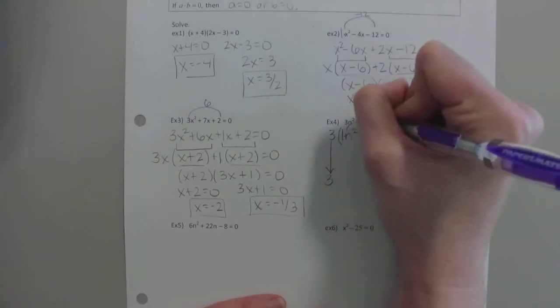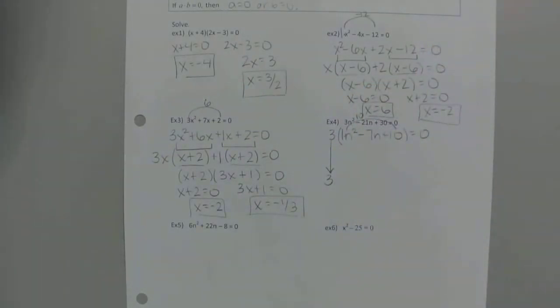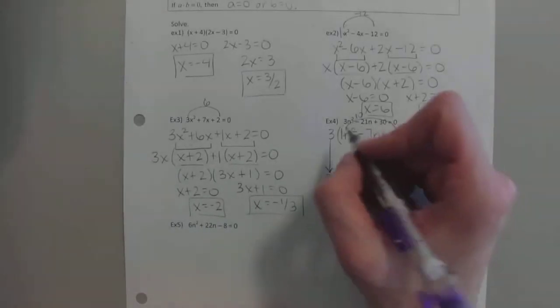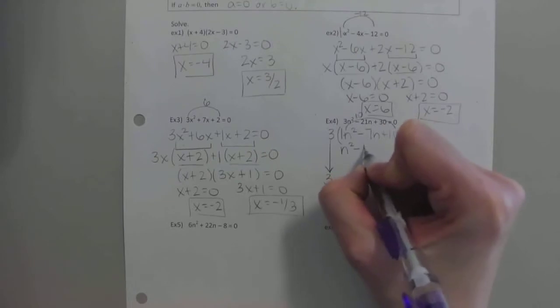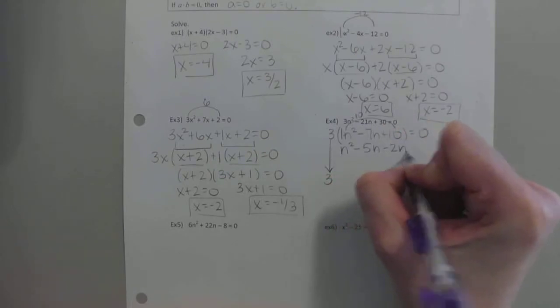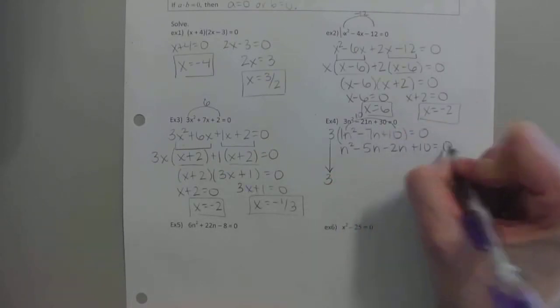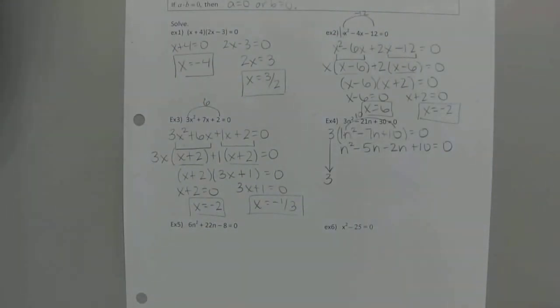Our A is technically 1. So our AC is a positive 10. I'm kind of running out of room. Factors of positive 10 that add up to a -7. 5 and 2, and what do we know about both of their signs? They both need to be negative. So we'll write this as n squared minus 5n minus 2n plus 10 equals 0.